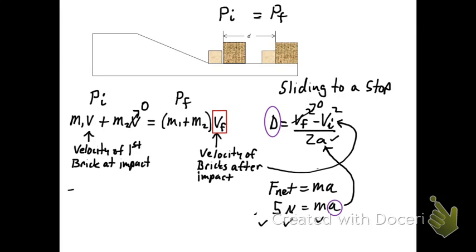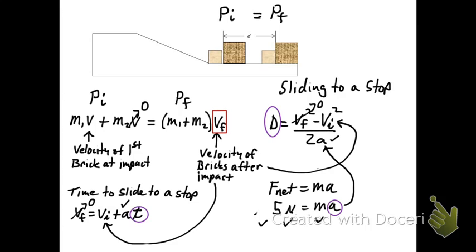Now the last part is time. How long does it take? Well, you can pretty much pick any one of your magic 5 to figure this out. I think this one is probably going to be the easiest. They slide to a stop, so V final is 0. V initial is the velocity of the two bricks immediately after impact. We've already computed the acceleration from Newton's second law, so you can simply get the time. That's probably the easiest setup for that.